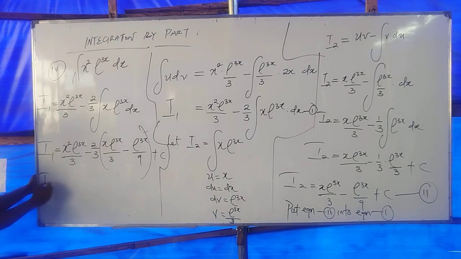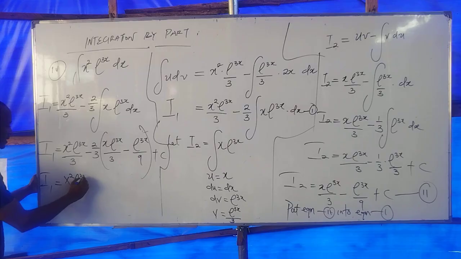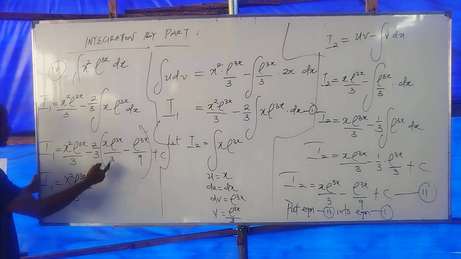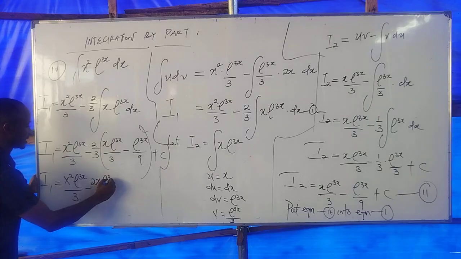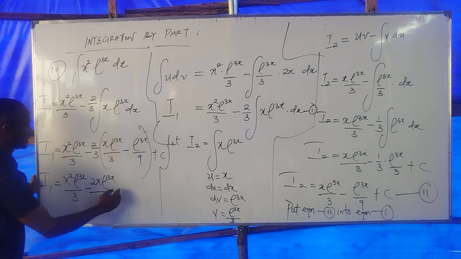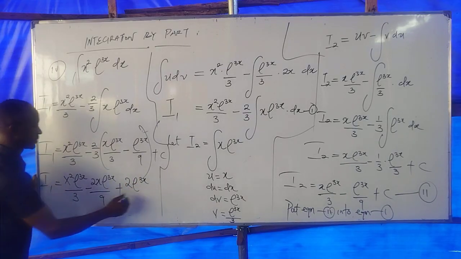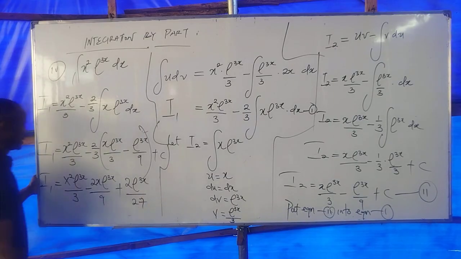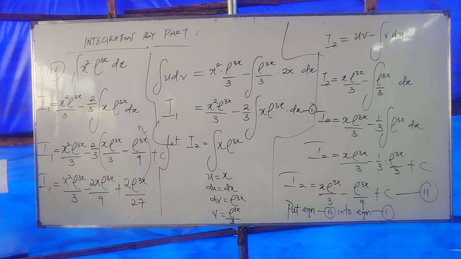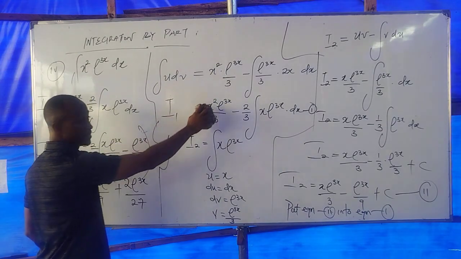This will give us what? I1 equals x squared e to the 3x over 3. Okay. Minus, can we expand this? Minus 2x e to the 3x over 9. Are you aware? Can we multiply this out again? What will it be? Plus 2 e to the 3x over 27. Are there like terms? What are like terms? Over 3. This we factor out. So that will remain what? Can I play the middle part? Okay.